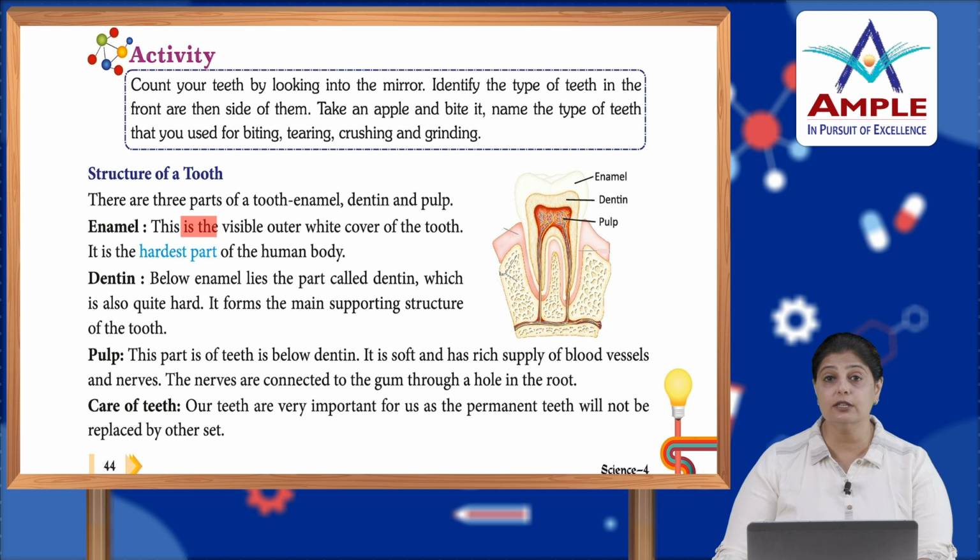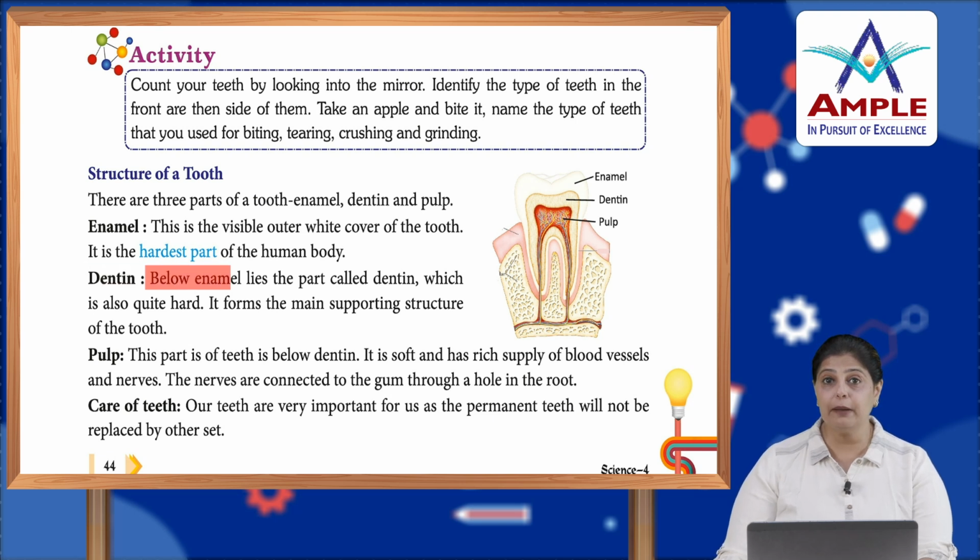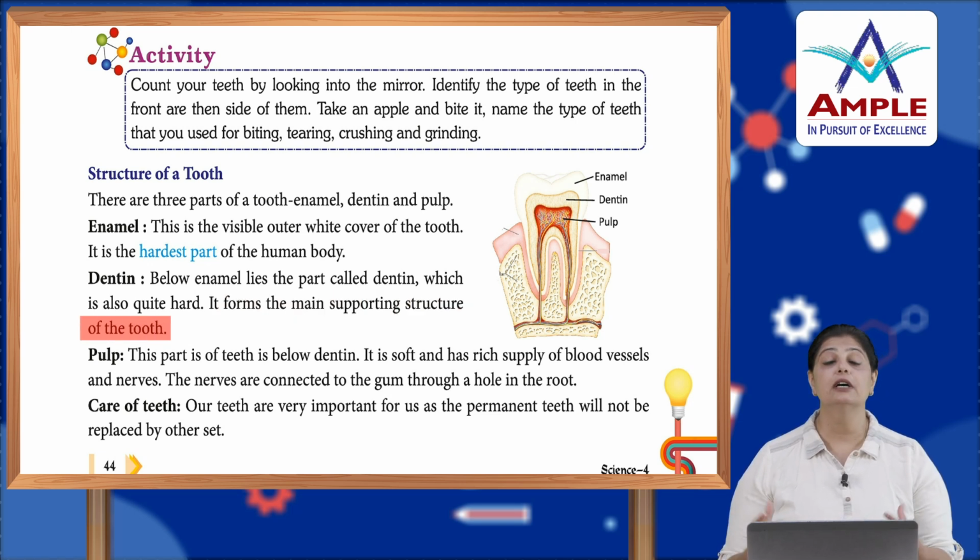Enamel is the visible outer white cover of the tooth. It is the hardest part of the human body. Enamel is the one that we see. Then comes the dentin, which is below the enamel. Below the enamel lies the part called dentin, which is also quite hard. It forms the main supporting structure of the tooth. Dentin gives the support. It fixes the tooth inside.